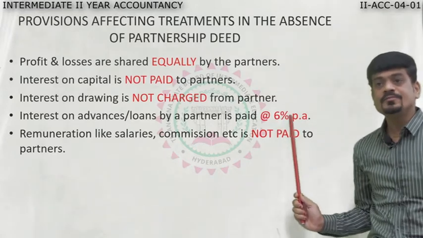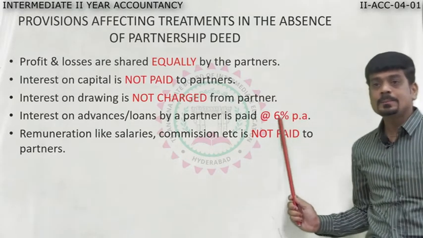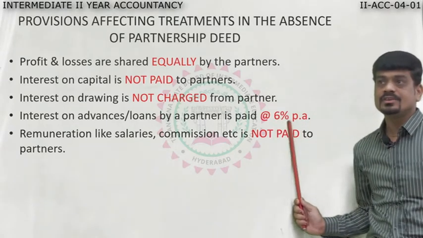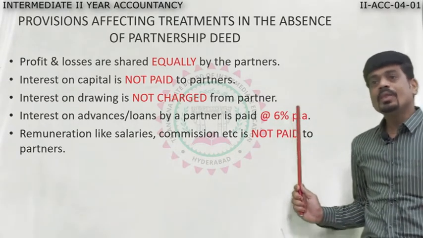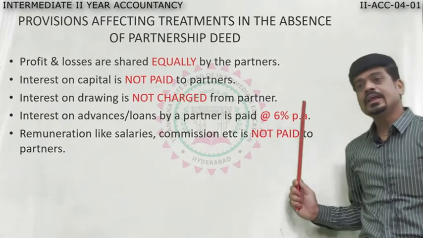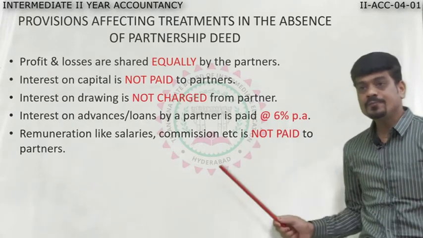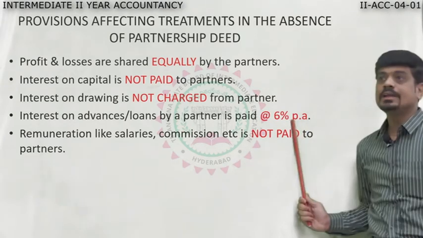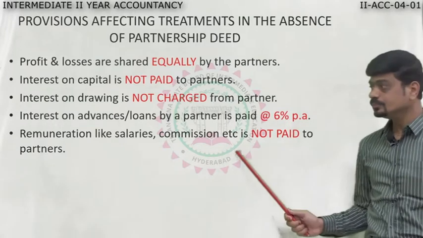That is, if any amount is given by the partner as a loan or advance, then he can get 6% interest. For example, if they have agreed 8%, then they can pay 8%. If they have agreed 4%, they'll pay 4%. But if there is no agreement at all, then he can get up to 6%.